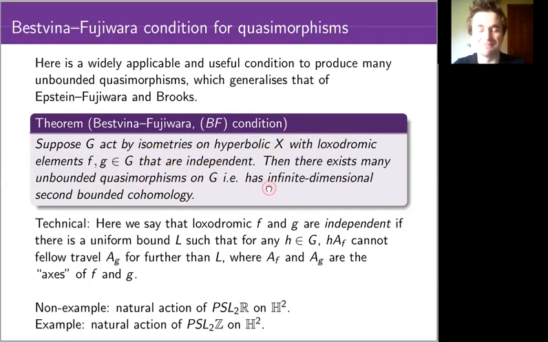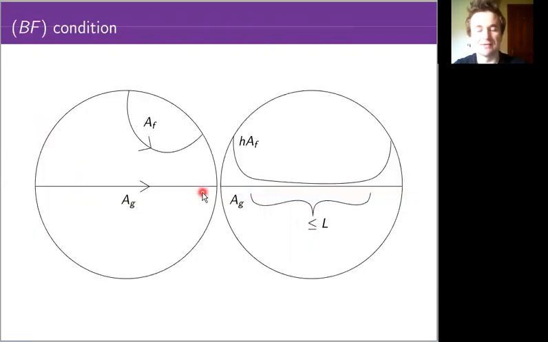What does independent mean? It means that once you fix axes A_f and A_g for f and g, it doesn't matter how you move the axis A_f by some element h in your group, then hA_f cannot fellow travel A_g further than some uniform constant L, which depends on delta and the quality of the axes A_f and A_g. That's what independent means. So no matter how I move this axis by an element of my group, I can't get it to fellow travel A_g more than L.